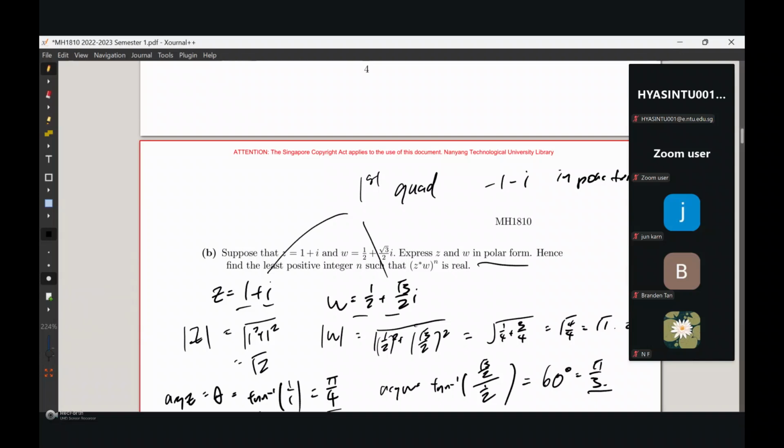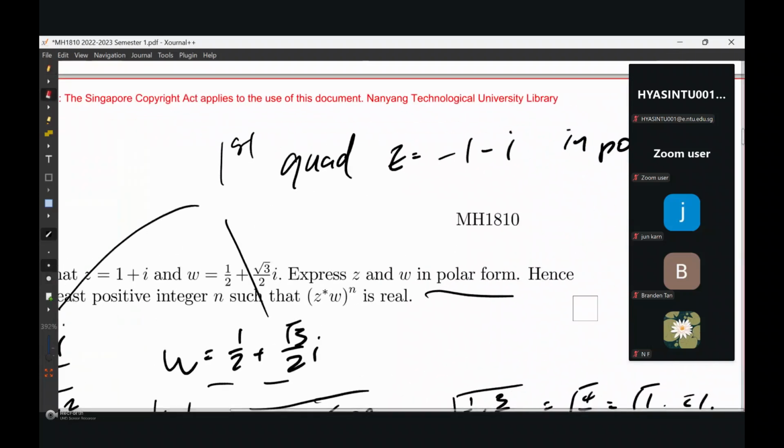Okay, so here, this time you're in the third quadrant. So we have -1 minus i somewhere here. And for this, the argument will be slightly different. The modulus remains the same. So let's say z equals -1 minus i. So the modulus of z is still square root 2.